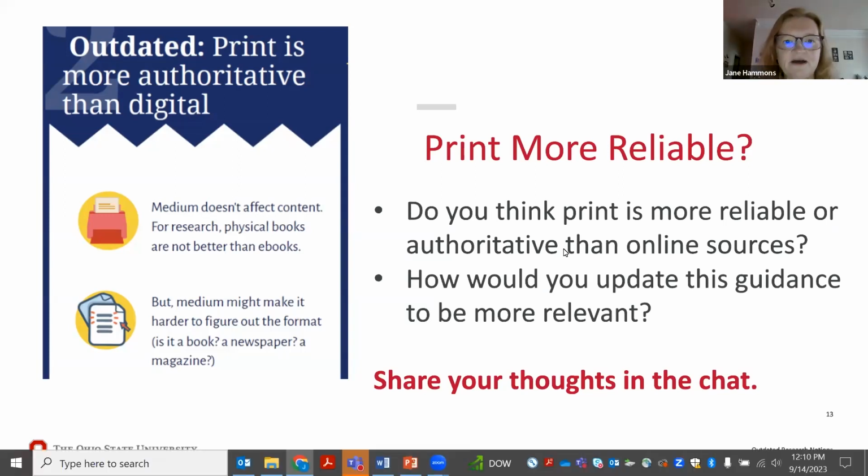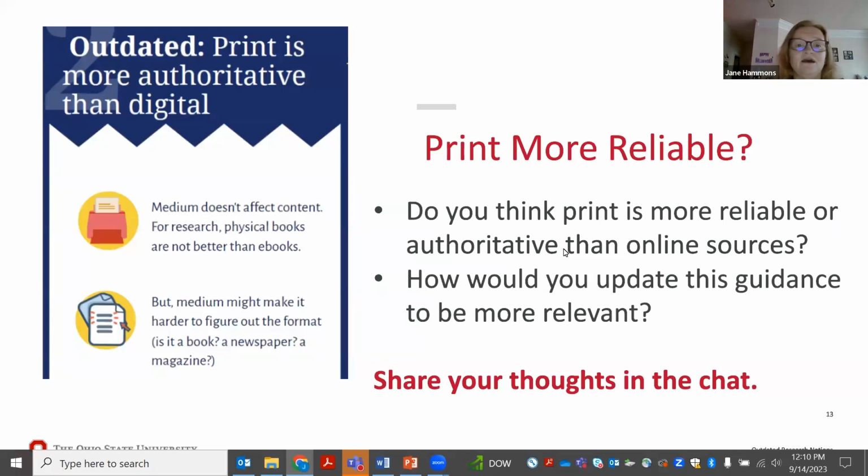So we have some responses coming in. Not necessarily. A lot of journals are only online. Yeah, so that's an excellent point, right? In many cases, print sources don't exist anymore that existed before. So print versions don't exist. Print on demand seems to complicate this.